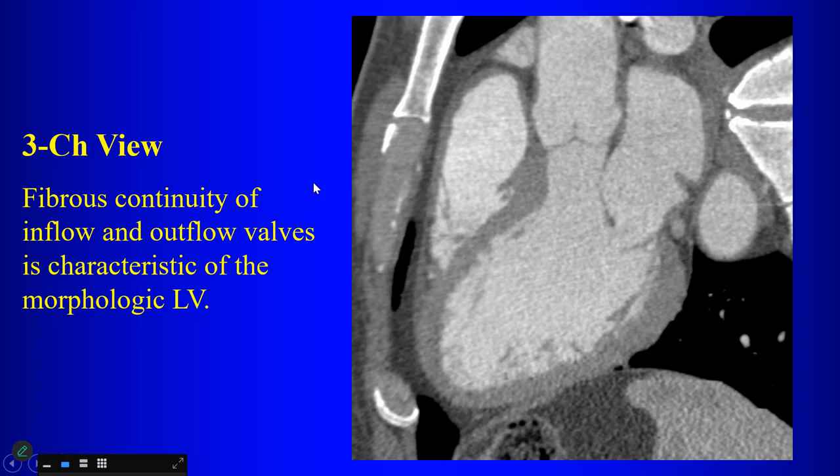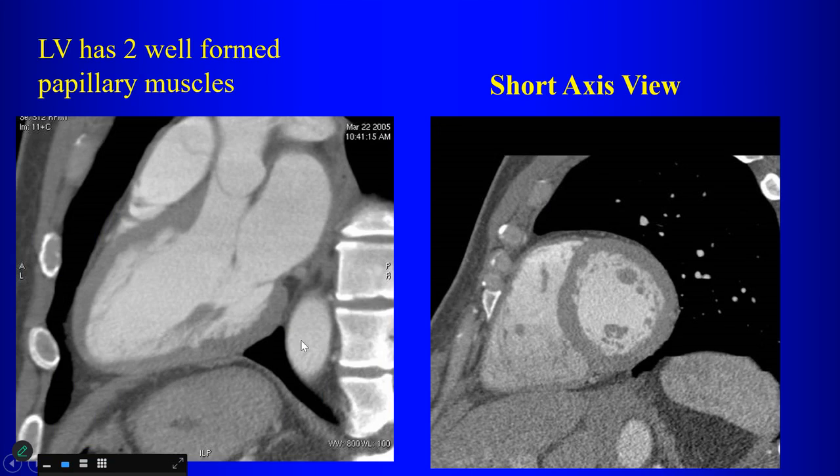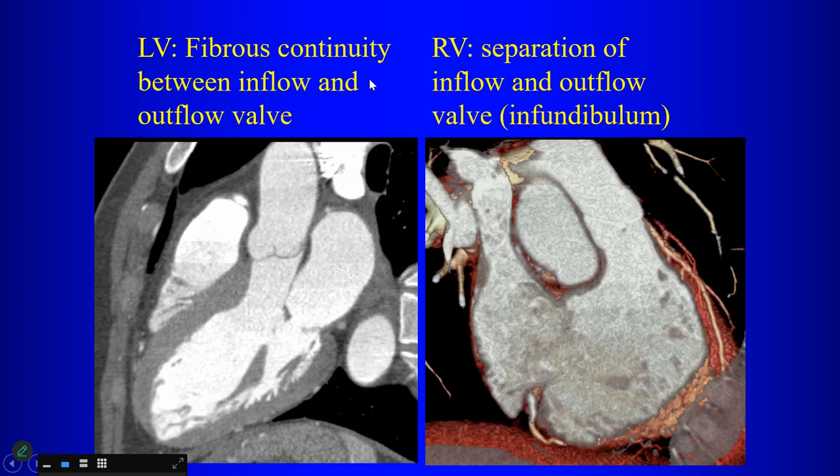Okay. So the 3-chamber view nicely demonstrates fibrous continuity. If you're looking at a morphologic left ventricle, here's the inflow valve, here's the outflow valve. They're very close together. They share the same fibrous skeleton. All right? And then usually the papillary muscles are better formed on the left ventricle, but that's really not what you're going to use if you're trying to differentiate the morphology of the ventricles.